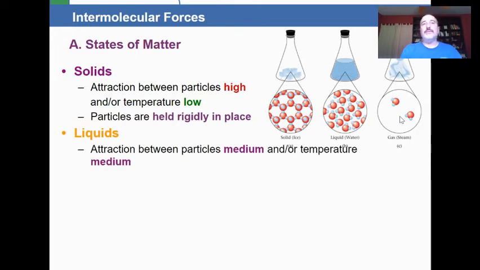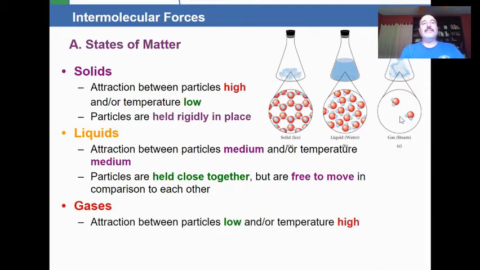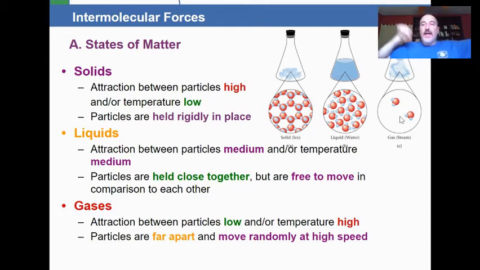Liquids are kind of in the middle. The attraction between the particles is medium, or the temperature is medium, and the particles are held close together but are free to move about. And as I said earlier, for gases, the attraction between the particles is low, and/or the temperature has to be high. So the particles can be moving very quickly, randomly at high speeds, and they are far apart.